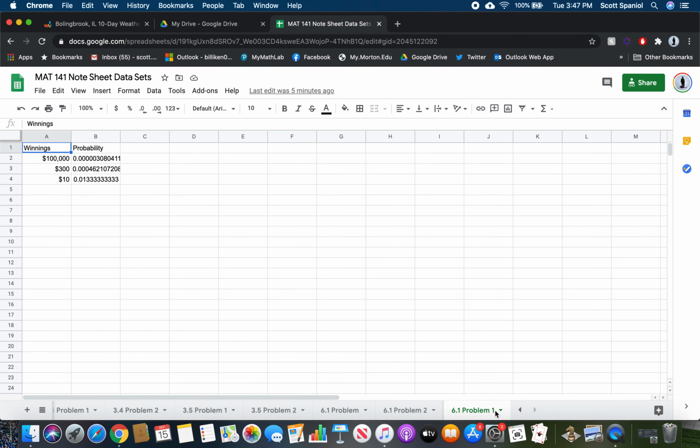Which I'm going to change the name to say problem 3. So this is 6.1 problem 3. I went ahead and put the probabilities in. Notice that if you look up here, I have the actual written out, but I went ahead and did the divisions just to make things a little easier. And so I can do exactly what we've done with the previous ones. I want to multiply the value times the probability. So A2 times B2.